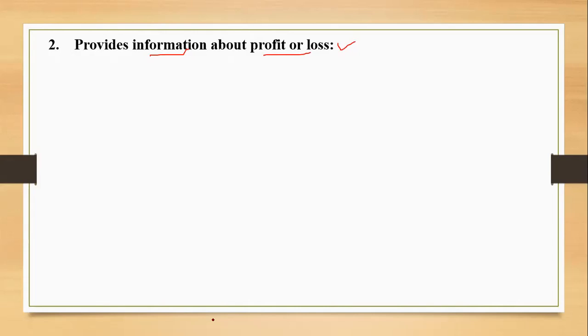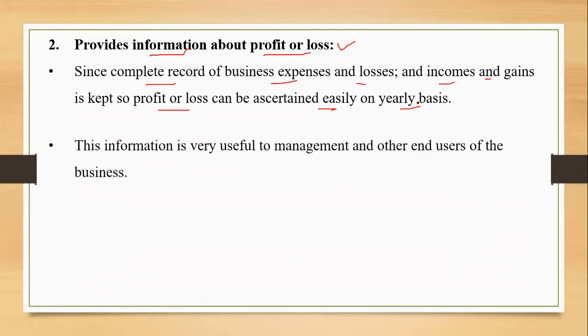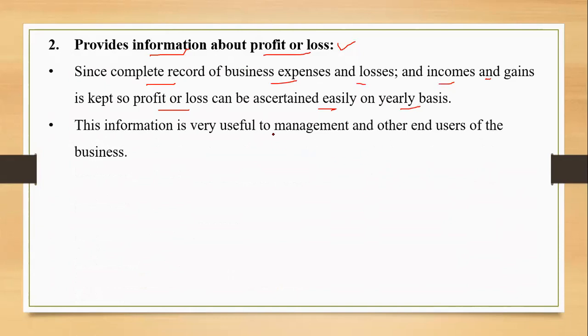That's very good. So with the help of trading and P&L account, we come to know about the net profit or net loss of the business entity. Okay, so if we have accounting, we can have this advantage. If we don't have it, we don't have this information with us. Since the complete record of all the business expenses and losses and incomes and gains is kept, profit or loss can be ascertained easily on yearly basis with the help of it. This information is useful to the management and users. We know this.